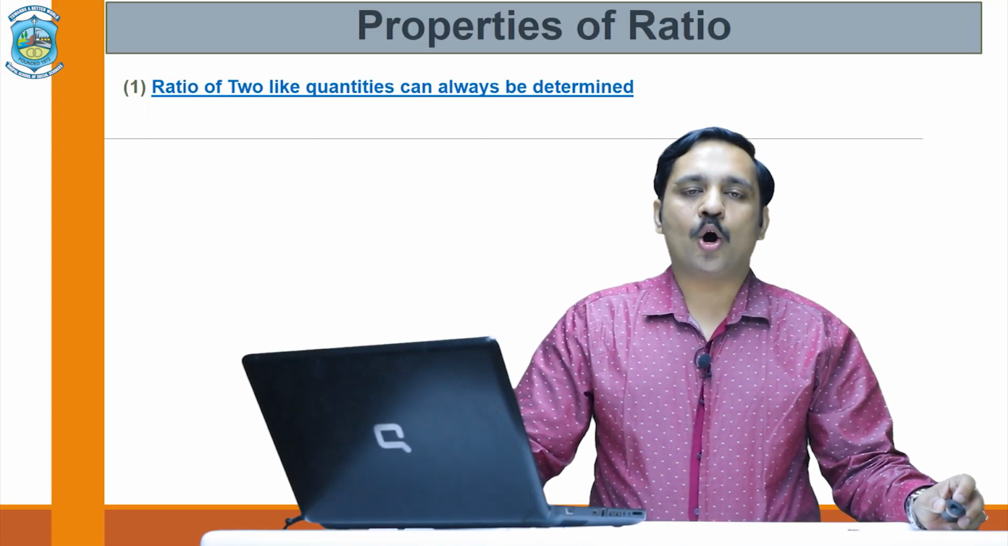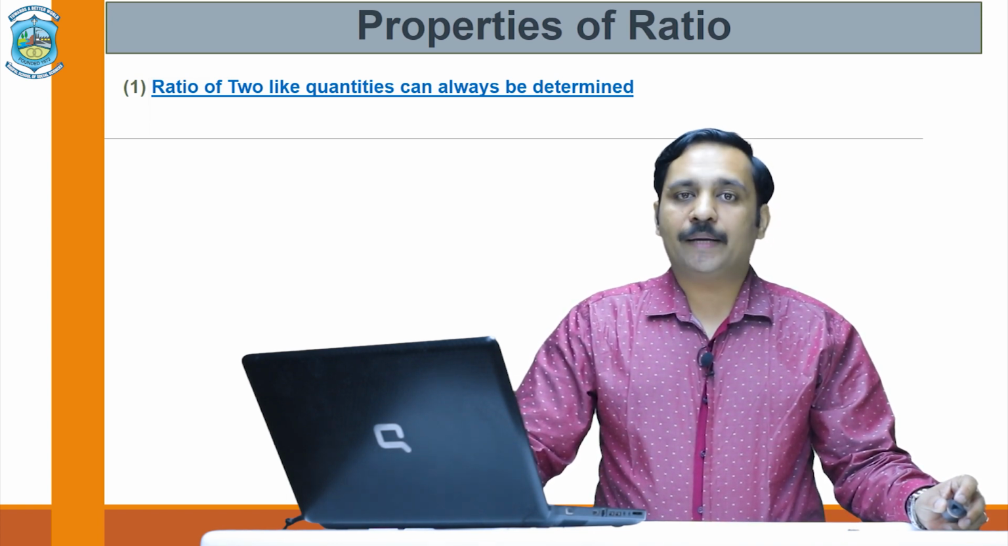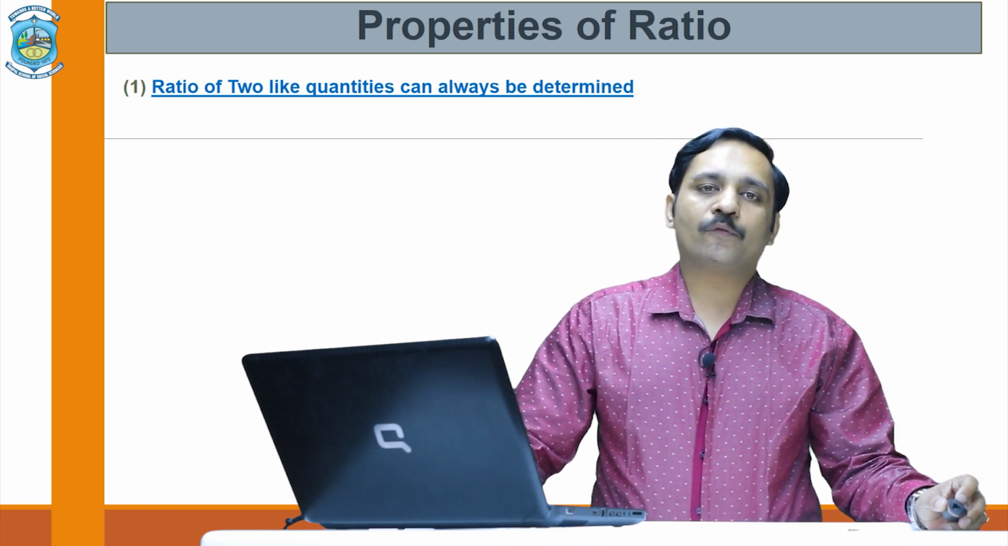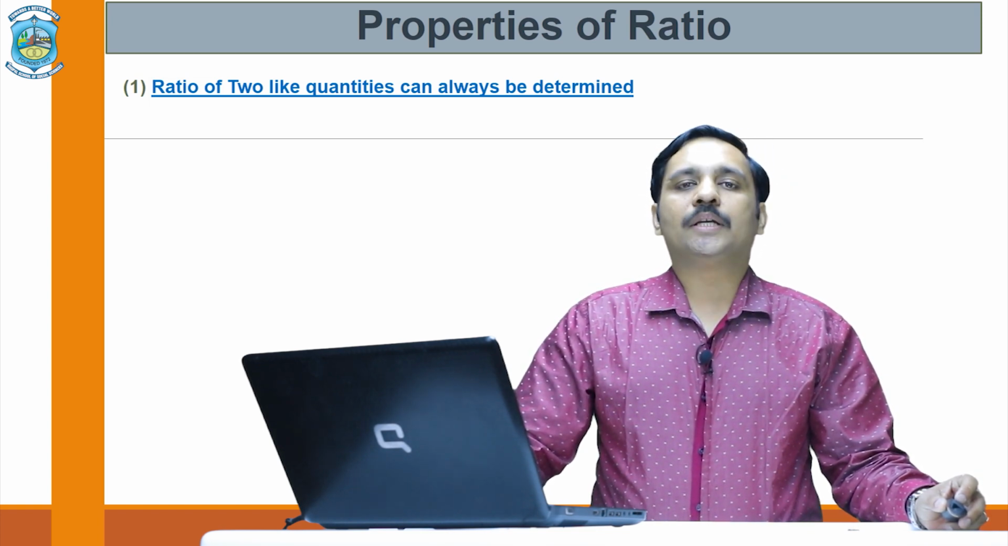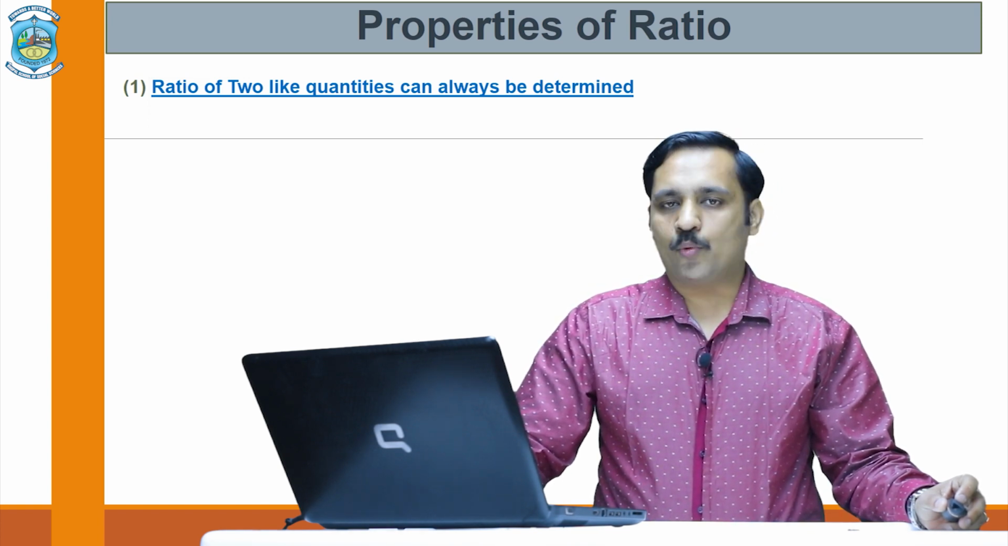After types of ratios, now we come to properties of ratio. The first property of ratio is that the ratio of two like quantities can always be determined. If we have two quantities of the same type that can be measured in terms of the same units, or can be converted from one unit to the other so that the unit or type of both is the same, we can find the ratio between these two quantities.